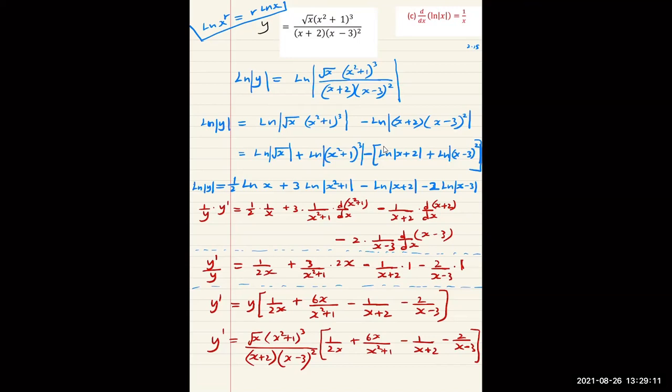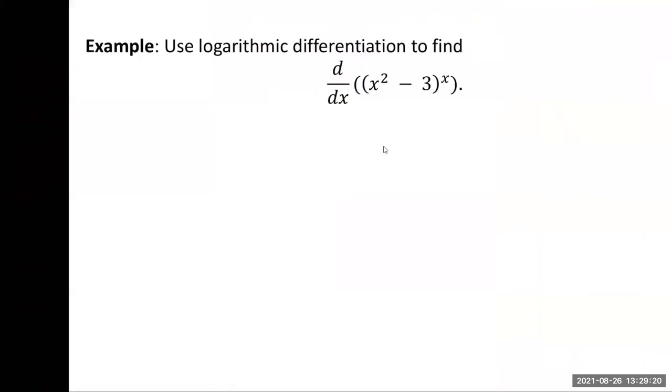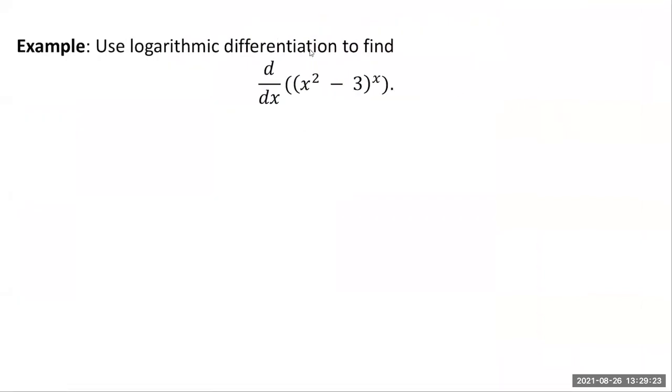Here is how you apply logarithmic differentiation to differentiate more complicated functions. Okay, the next example I want to work on is this example. Use logarithmic differentiation to find the derivative of x squared minus 3 to the power x. Notice that you cannot apply the power rule straight away here because this power is not a constant. Of course, if this power is a constant, you can apply the power rule. Okay. But since it is not a constant, we need to use some sort of a strategy.